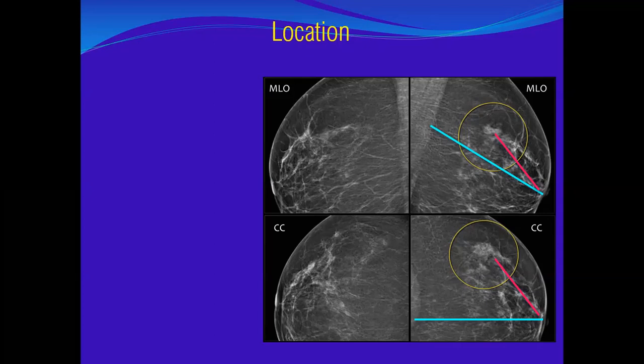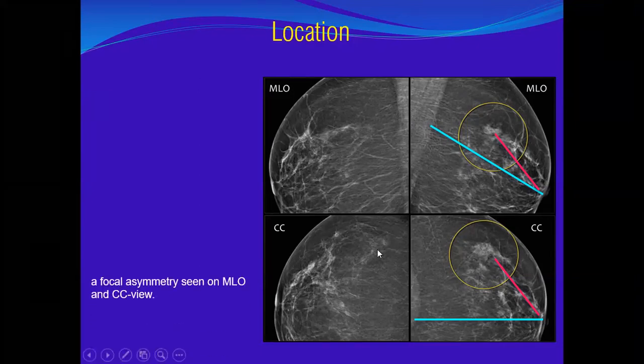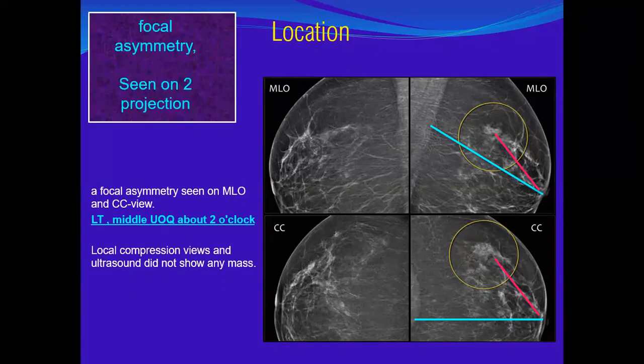Okay, so what are we talking about? A mass or asymmetry or distortion? What is the descriptor of the lesion? A mass, asymmetry, or what? Focal asymmetry. Excellent. This is a focal asymmetry. It is left, middle, upper, outer quadrant about 2 o'clock.